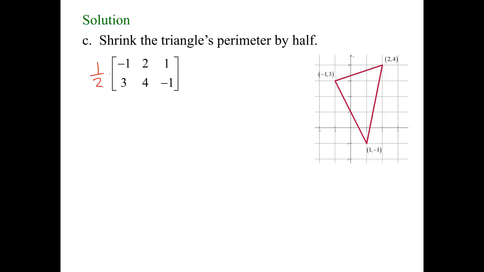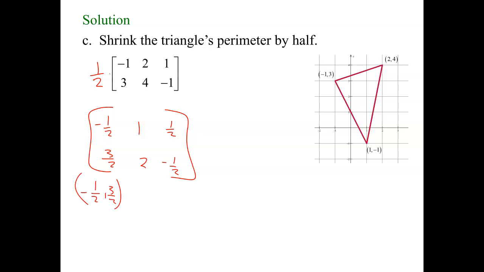What's 1/2 of -1? -1/2. Half of 2. Half of 1. Half of 3. Half of 4. Half of -1. And those, again, give me new ordered pairs. -1/2, 3/2, which gives me this. And 1, 2, which gives me this. And 1/2, -1/2, which gives me this. And now my perimeter is half the size.